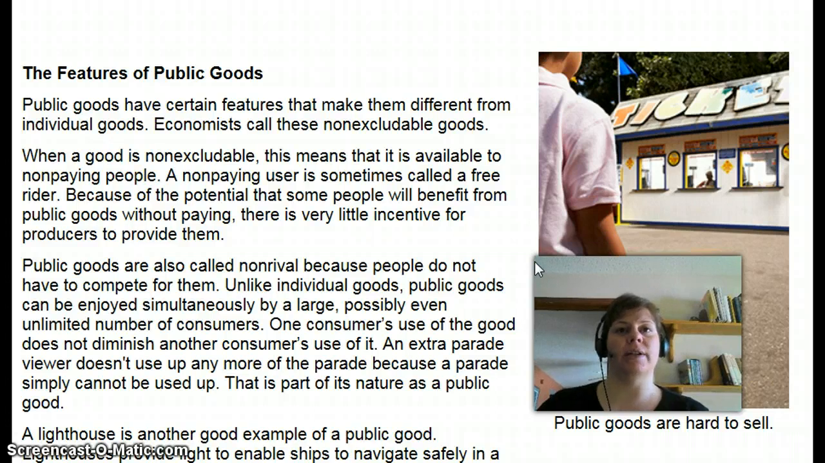Unlike individual goods, public goods can be enjoyed simultaneously by a large, possibly even unlimited number of consumers. One consumer's use of the good does not diminish another consumer's use of it. An extra parade viewer doesn't use up any more of the parade because a parade simply cannot be used up. That is part of its nature as a public good.